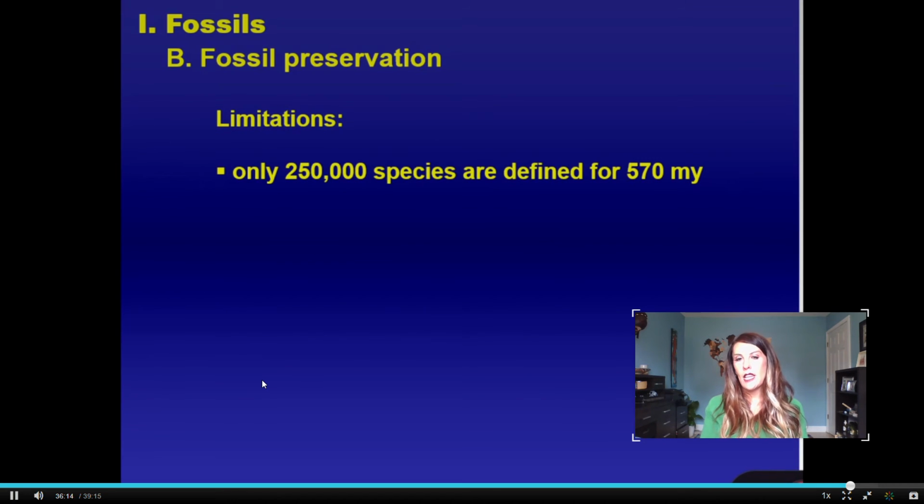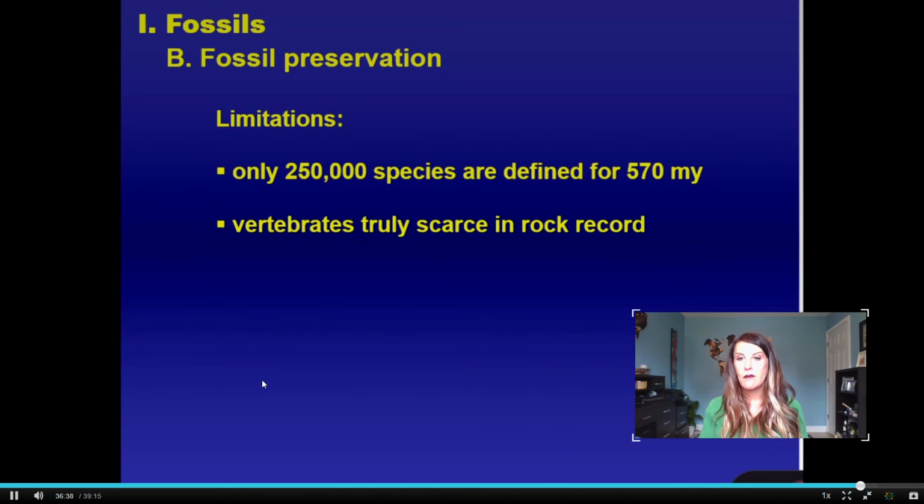Another limitation, again, has to do with the amount of species that actually make it into the fossil record. To date, there's only about 250,000 species that have been defined for the past 570 million years. So a very small portion of what we anticipate living on the planet has been identified in the fossil record. Although we like to talk about vertebrates, they're truly scarce in the fossil record, especially with complete skeletons, for all the reasons that we've talked about. And so instead, we often look for the invertebrate record to give us clues as to how the environment was changing and responding.